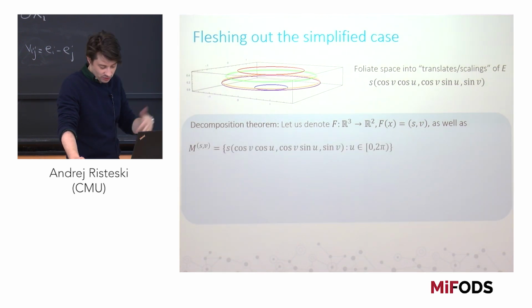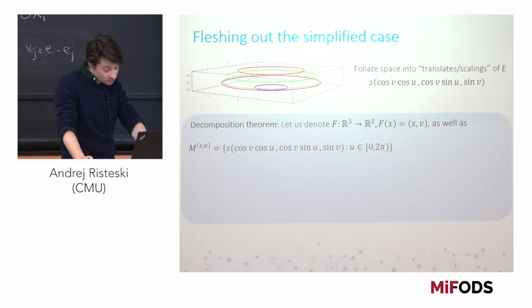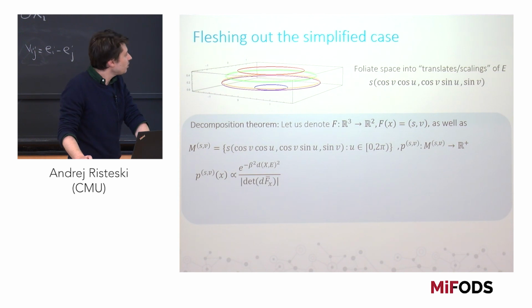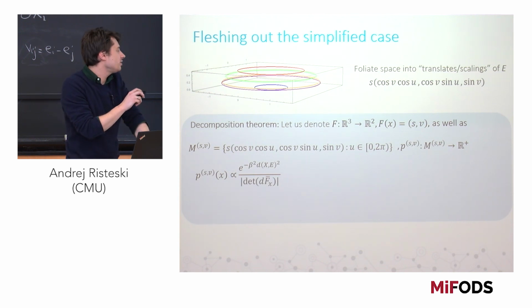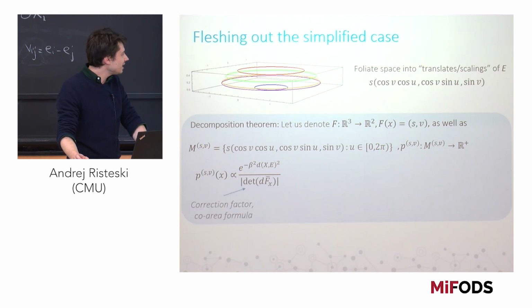And then I'm going to just introduce some notation. If I look at any of these members of the foliation, let me call them M_{S,V}, which as before have these forms. And then I'm going to also denote the distribution P over this manifold to be the following one. It's essentially the original distribution that we're trying to sample from, restricted to this manifold. But it has a small correction factor, something like a change of variables formula, and this comes from the co-area formula from measure theory.